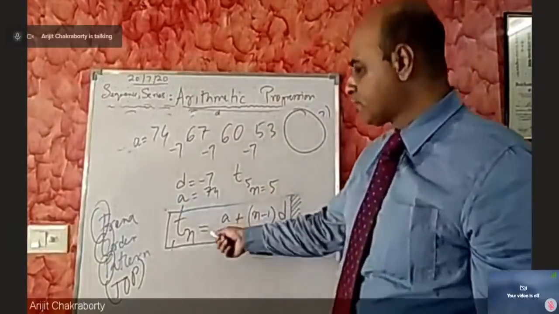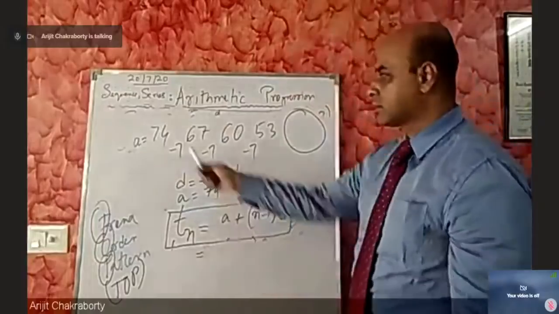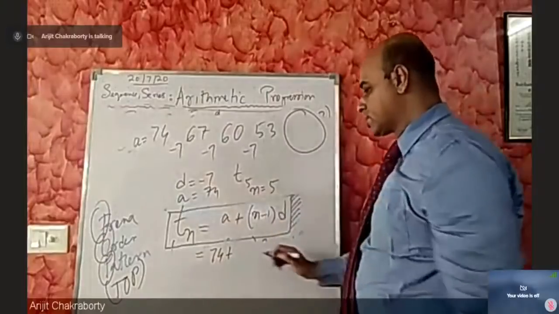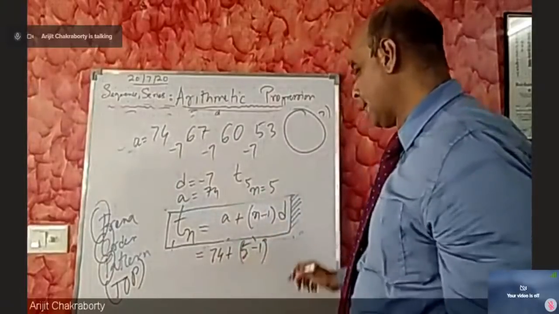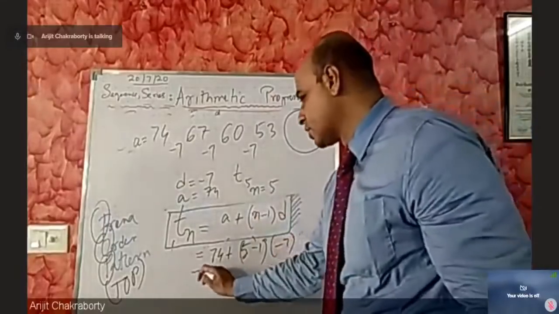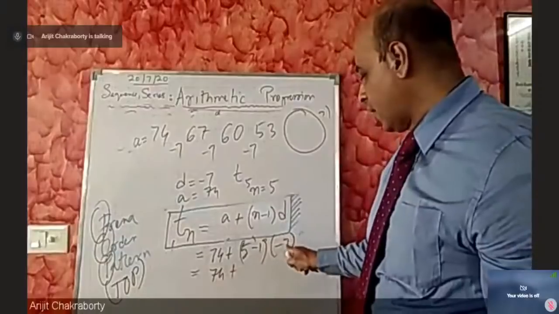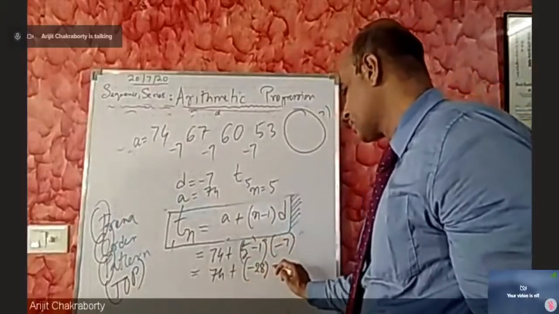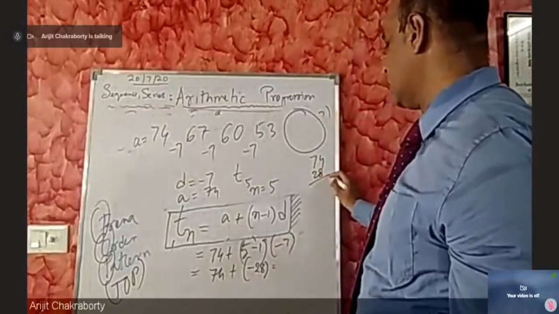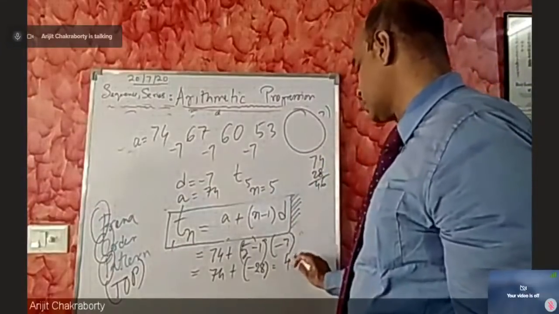Simple. I use this formula and I write here, in place of A, I would write what? 74. So I write 74 here, plus n is 5. So 5 minus 1 into D, and D is minus 7. So I write minus 7. So this becomes 74 plus 5 minus 1 is 4. 4 into minus 7 is minus 28. So 74 plus of minus 28. So 74 minus 28. So it comes to 46.